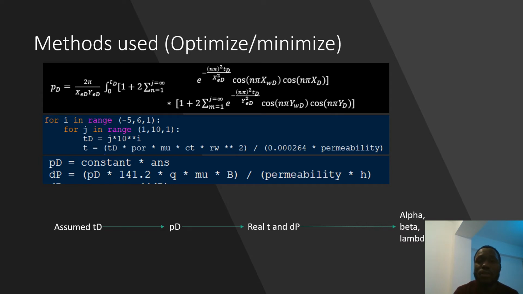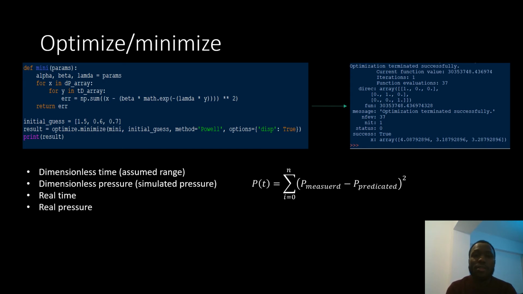The code that we developed in Python for the determination of alpha, beta, and lambda shall be attached in the report following this presentation. The first screenshot on this slide shows a cutout of the function we used for our optimization and minimization in Python. The second screenshot, on the right side, shows the results of the optimization function. As shown, the values for alpha, beta, and lambda are approximately 4.1, 3.2, and 3.3, respectively.